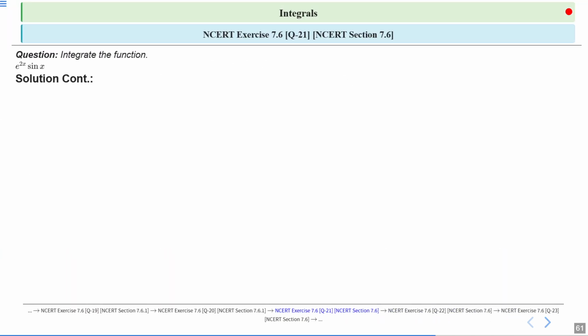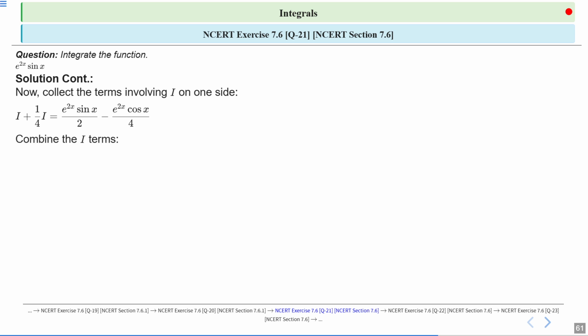Solve this equation and collect the terms involving I on one side. On the left hand side, we get I plus 1 by 4 I is equal to e^2x sin x by 2 minus e^2x cos x by 4. Combining the I terms, so 1 plus 1 by 4 into I is equal to (2 e^2x sin x minus e^2x cos x) by 4. So we get 5 by 4 into I is equal to e^2x (2 sin x minus cos x) by 4.